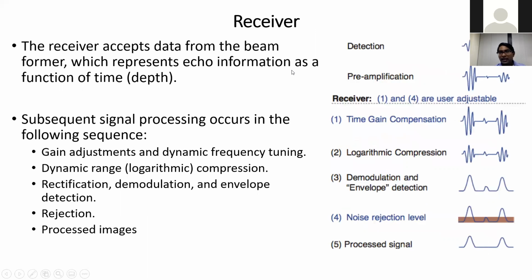On the receiving side, the signal that we receive goes through a lot of different operations. So the receiver accepts data from the beamformer, which represents the echo information as a function of time. So for example, if you see on the right, here is an amplitude signal that's being detected. Once it's detected, it's pre-amplified. Again, as I mentioned, these are low noise amplifiers. So they try to reduce the noise, but increase the amplitude strength. And this is because the piezoelectric has limited efficiency in converting the signal back. So that's why a preamplifier is needed.